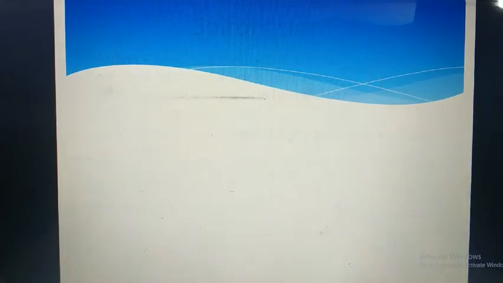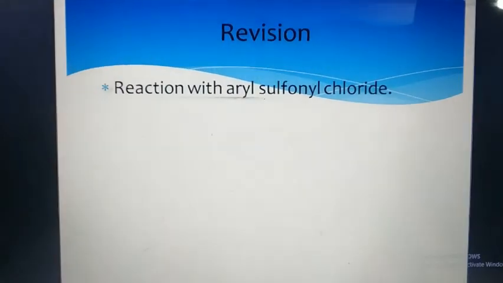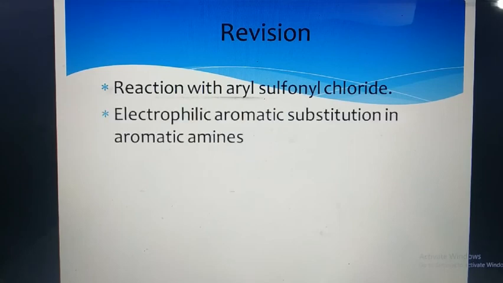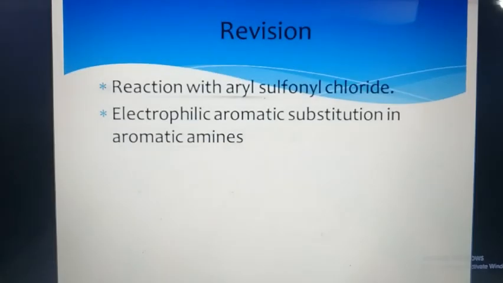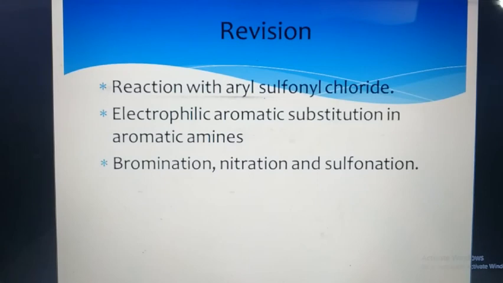So in this sixth session of amines, what have we seen? We have seen reaction with aryl sulfonyl chloride, and electrophilic aromatic substitution in aromatic amines. In that we have seen bromination, nitration and sulfonation.